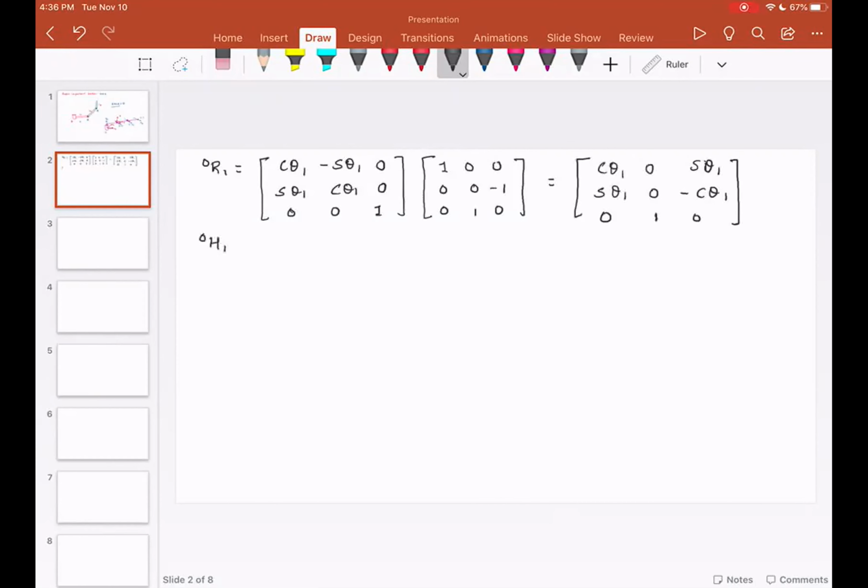0H1 is something like cosine theta 1, 0, sine theta 1, sine theta 1, 0, minus cosine theta 1, 0, 1, 0, and the last column is L1 cosine theta 1, L1 sine theta 1, 0, 1, with the bottom row 0, 0, 0, 1.